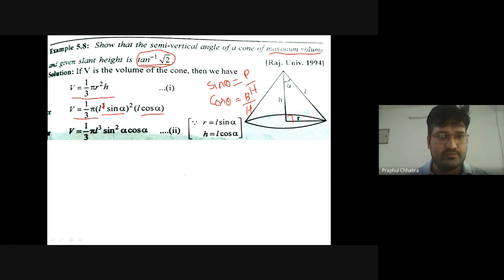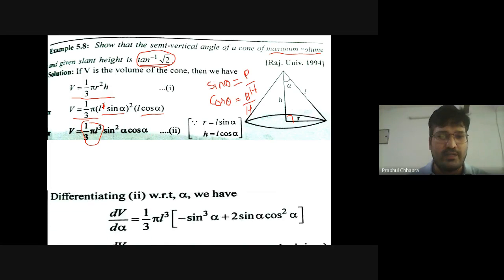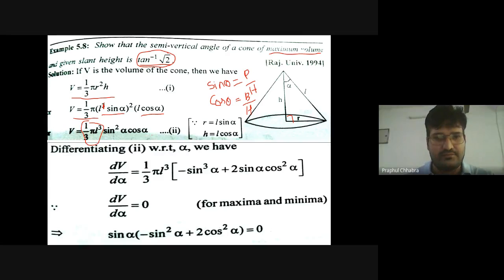This is volume. So we can see V is the dependent variable here and alpha is the independent variable here, because 1 upon 3 pi L cube is constant throughout. So there is only one independent variable here, which is alpha. So we differentiate this function one time with respect to alpha. We are differentiating volume V with respect to alpha.